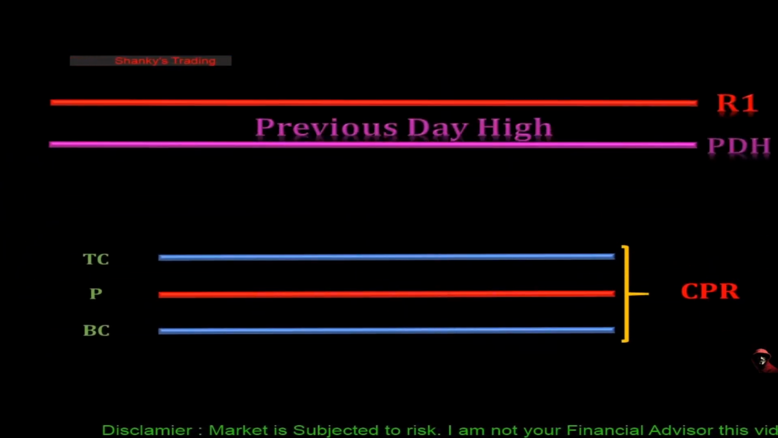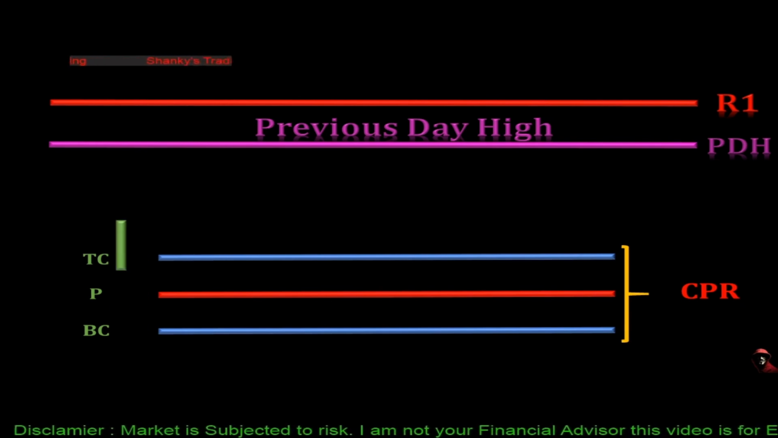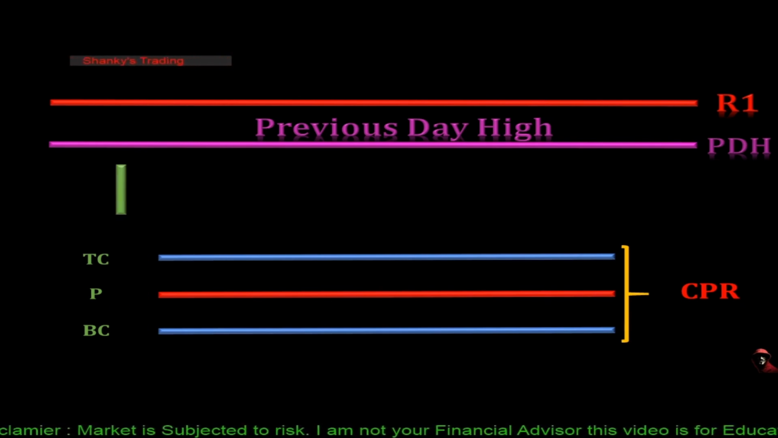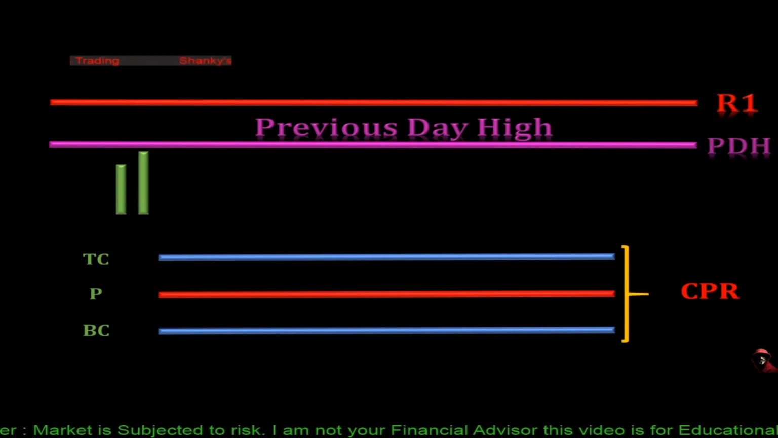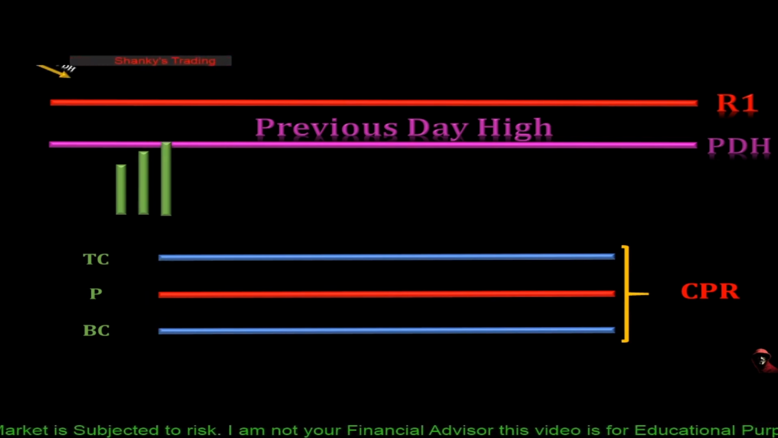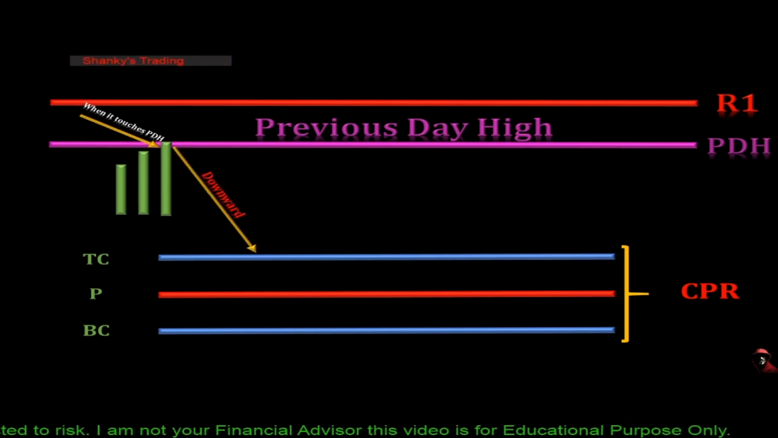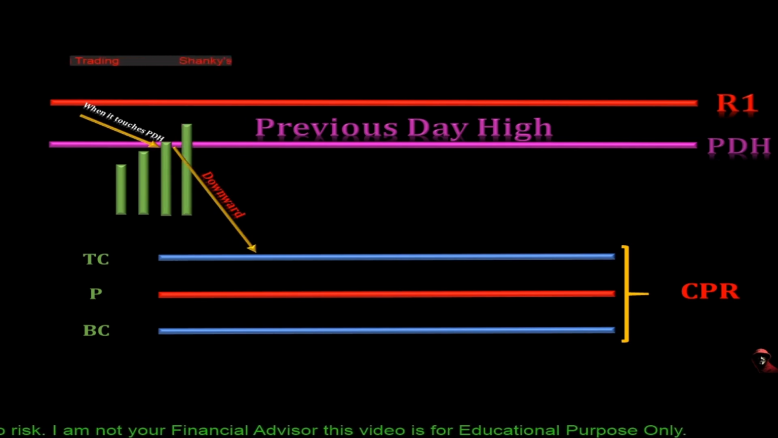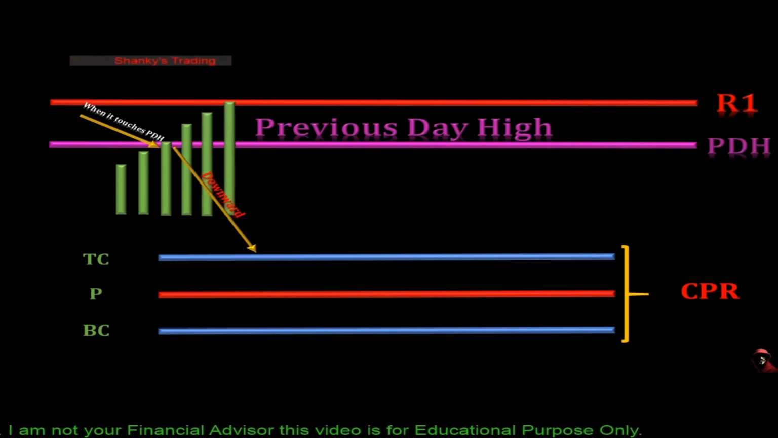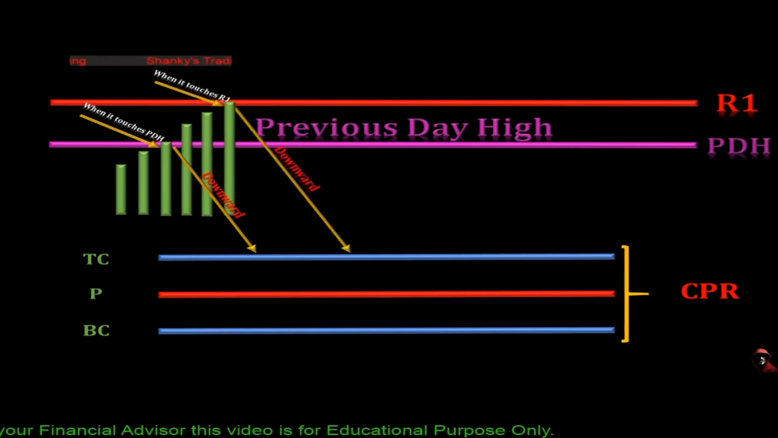Sometimes the setup is like this, that the previous day high line will be below the R1. So obviously the first candle is opening in between R1 and CPR. This scenario is also very simple: when it touches the previous day high line, chances are there that it will come down to the CPR. If it goes above that previous day high line, maybe the chances are there it can touch R1, take resistance at that level, and come down to the CPR.